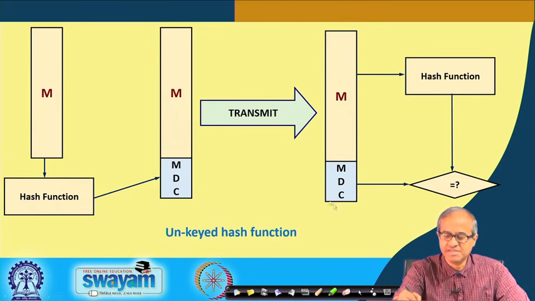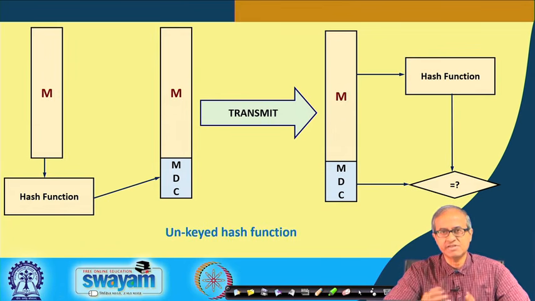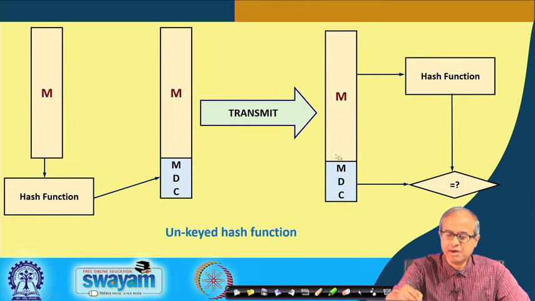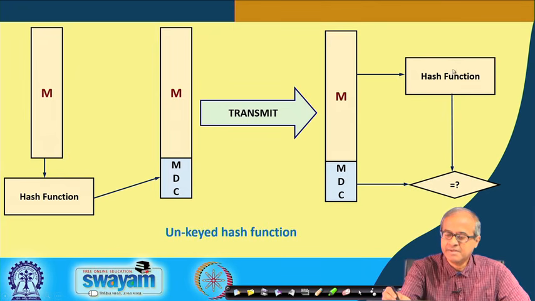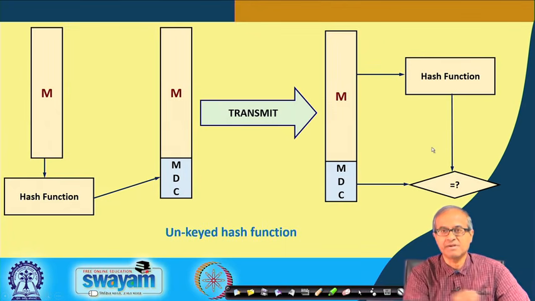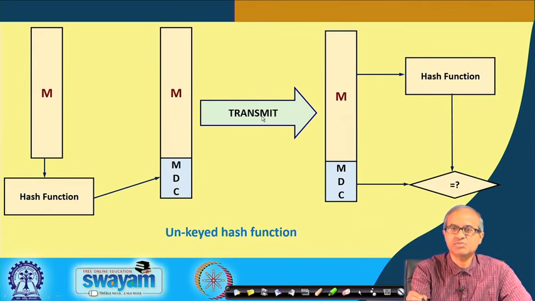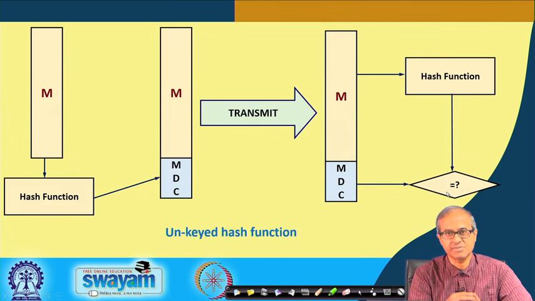The receiver will receive the message m along with the MDC appended to it. The receiver will take out this message and apply the same hash function, which is known to both parties, and some MDC will get generated. That MDC and the MDC that was received will be compared. If the message was modified in transit, immediately there will be a mismatch, and you will know that the message integrity has been lost. So, this is one simple way in which you can check the integrity of a message.